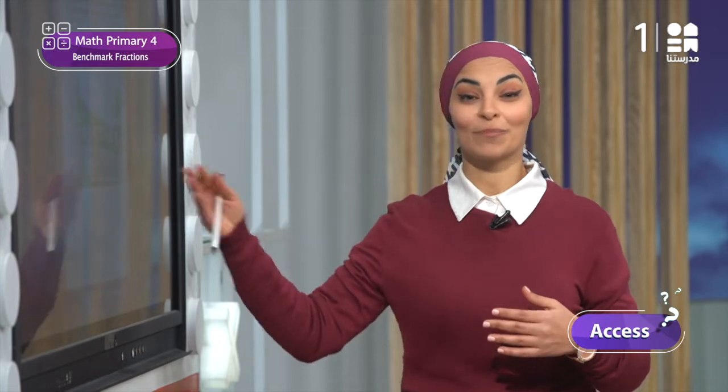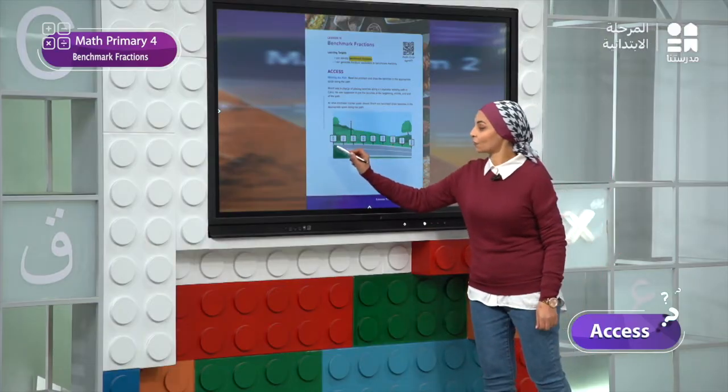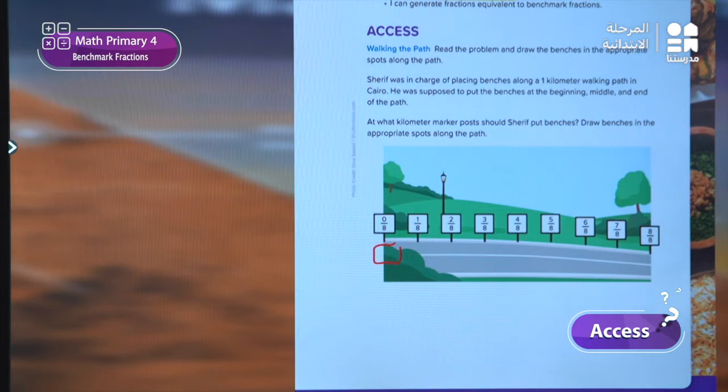And after placing your suggested places, بعد ما حطيتوا بقى البنشز I will also place mine. أنا هحط بقى البنشز بتوعي. الفيرست bench I will put it at the beginning of the path at 0 over 8. يبقى هاجي هنا عند 0 over 8 واحط الفيرست bench بتاعي. طبعا احنا عارفين ان 0 over 8 يعني 0.